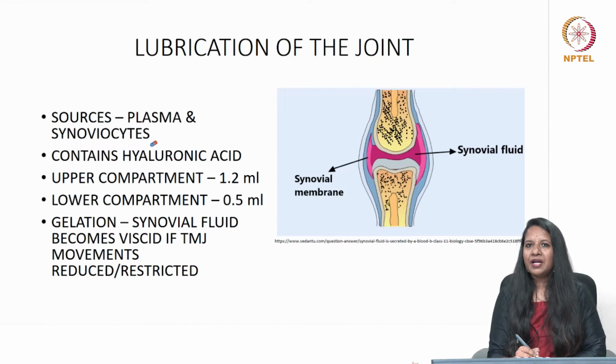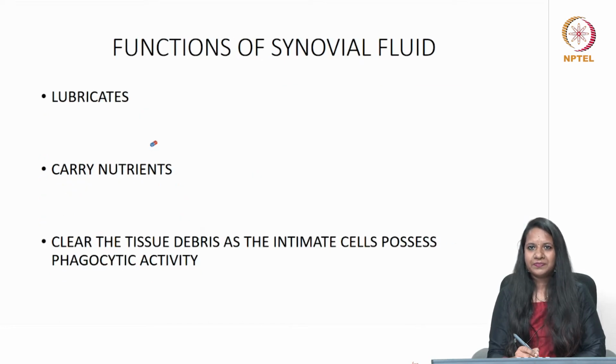The upper compartment consists of 1.2 ml of synovial fluid whereas the lower compartment consists of 0.5 ml of synovial fluid. There is a process called gelation where the synovial fluid becomes more viscid, that is it will be sticky in consistency if the TMJ movements are reduced or restricted, which could be seen in the older age.